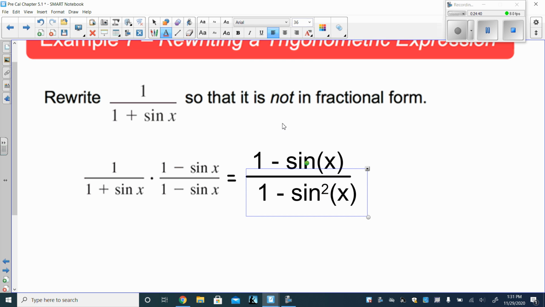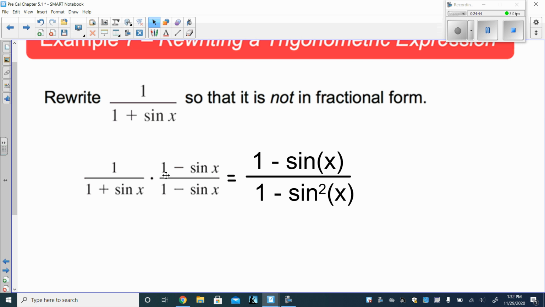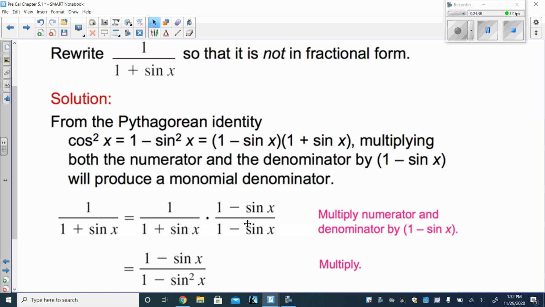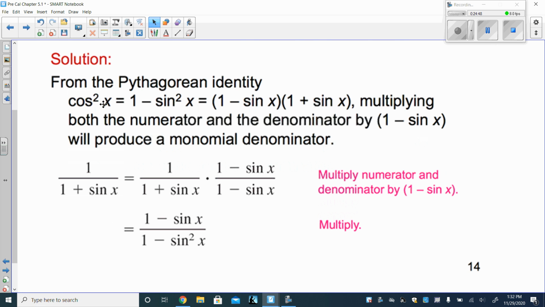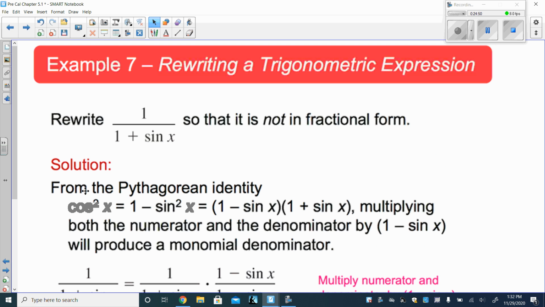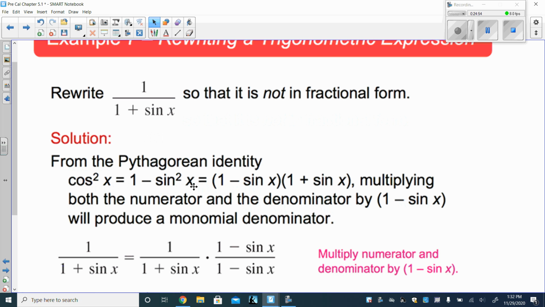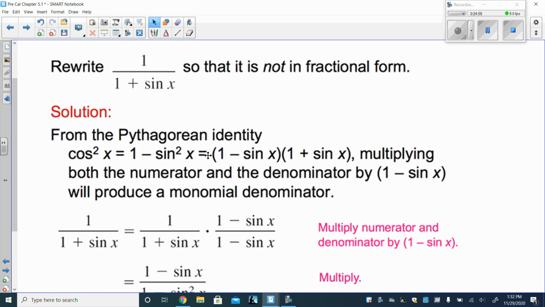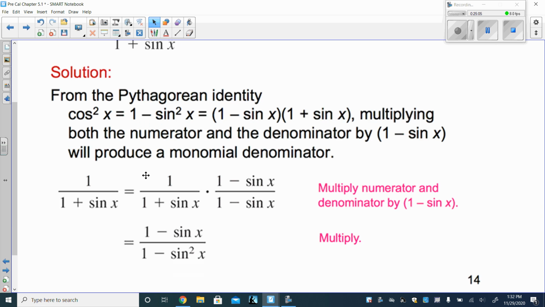Sine squared of x. And that's kind of what we want. We want this setup. And the reason we want this setup is because, and I kind of moved to the next page, part of the solution is from the Pythagorean identity, that cosine squared of x is equal to 1 minus sine squared of x. And if we had factored it out and went along this line of thinking, it's equal to 1 minus sine of x times 1 plus sine of x. And that's what we did.